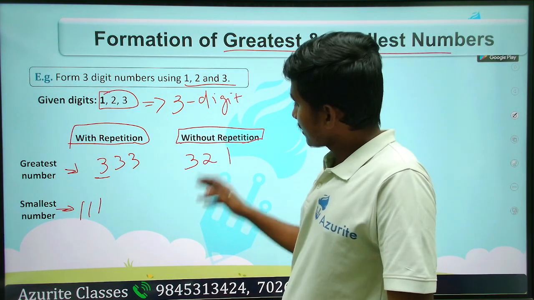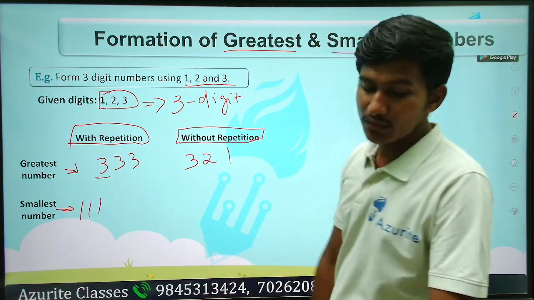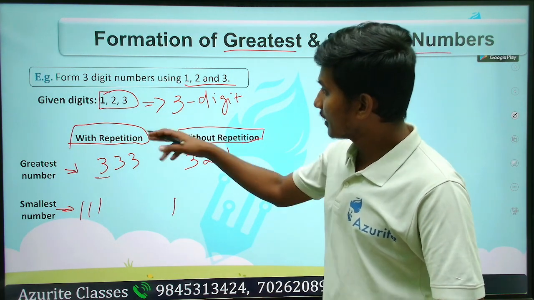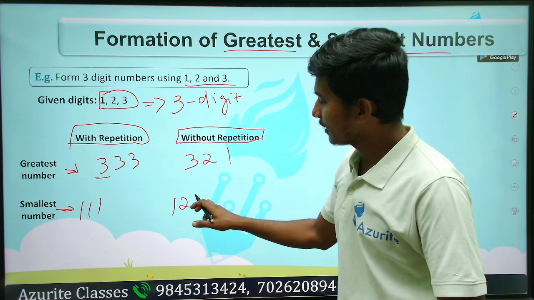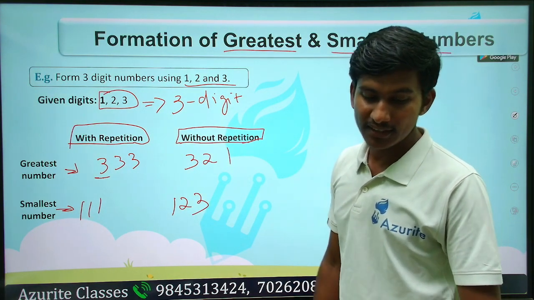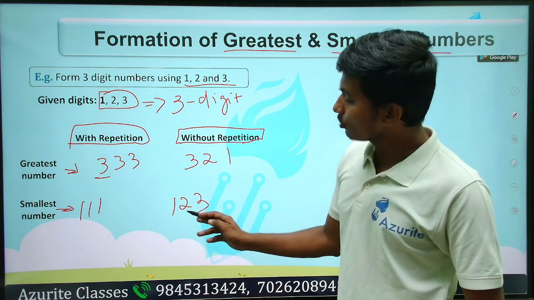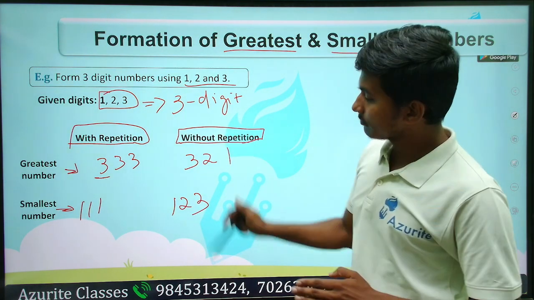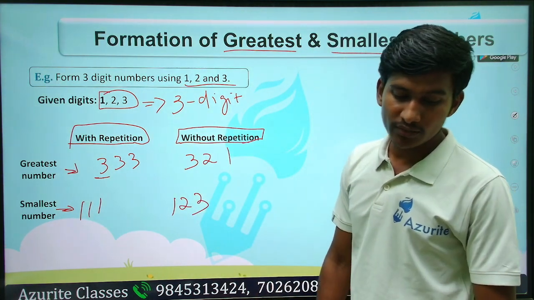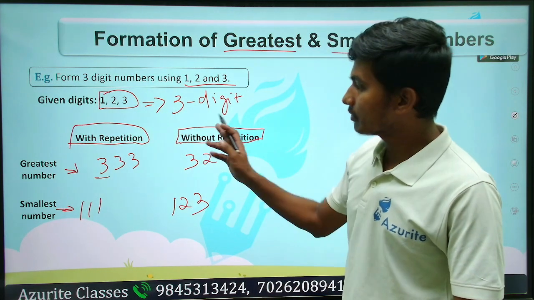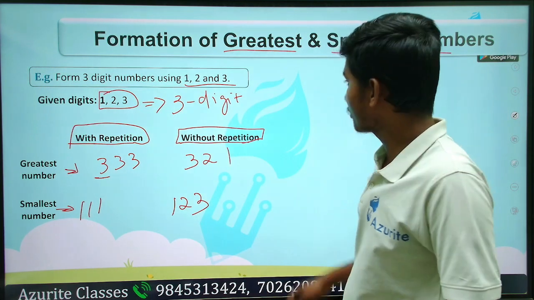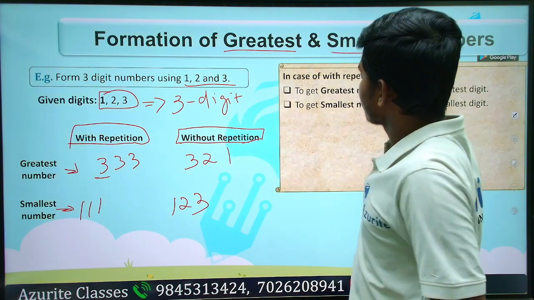Okay, good. In the same way, without repetition also, which digit do we have to write at the start? The smaller. Yes, 1, and after that 2, and then 3, 123. Got it? Okay, so that is what we have to do. We have to write it from small to big, first the smaller, to get the smaller number. Okay, understood? Good. So will everyone remember how to form the smallest and biggest number from the given digits?